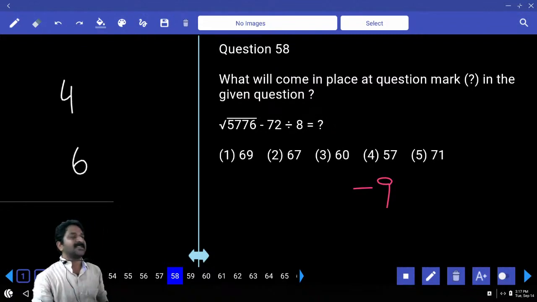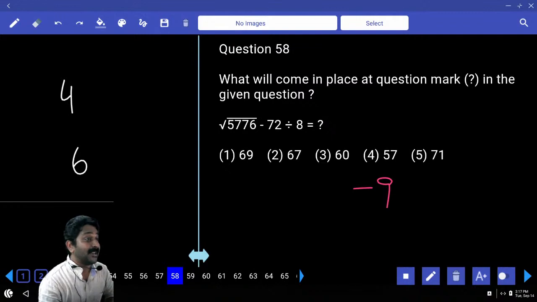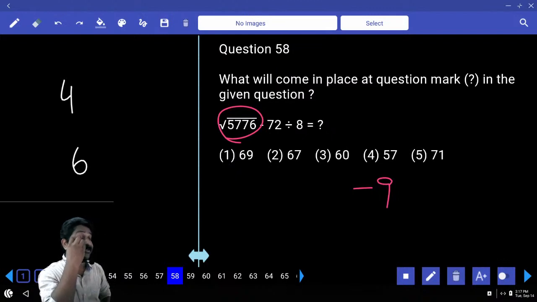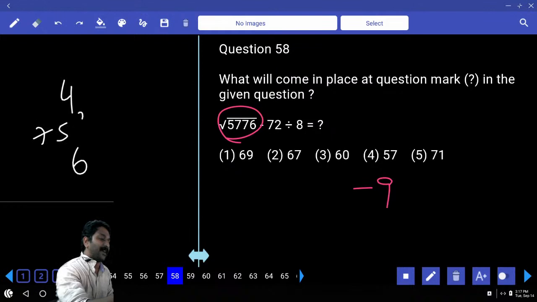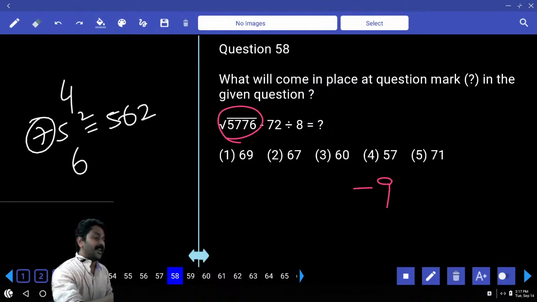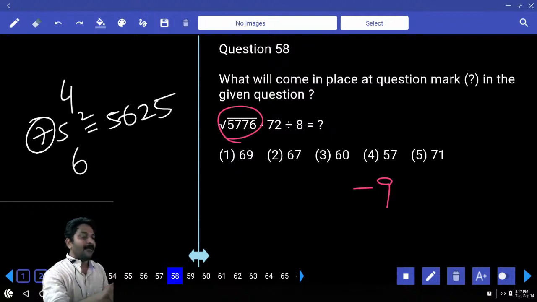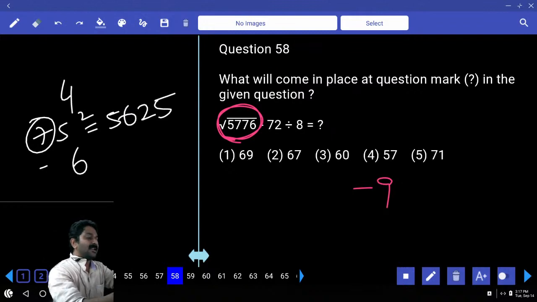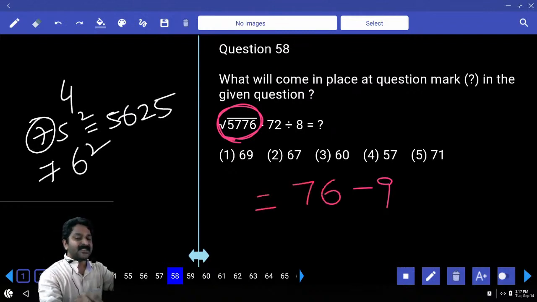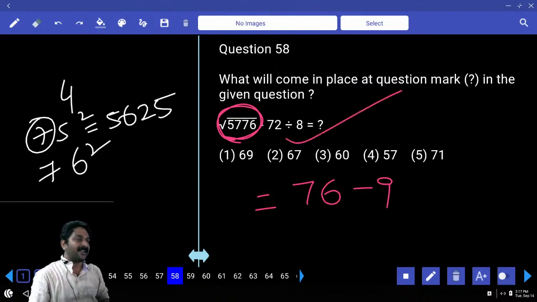Your answer may end with either 4 or 6. That's all. Next, 70 square 4900. Under root value is more than that. 80 square 6400. This is less than that. So I'll try to calculate 75 square. 7 into 8 56, 5 square 25. Our number is more than 75 square. Hence this value must be 76 square only. 76 minus 9, answer 67, final answer.